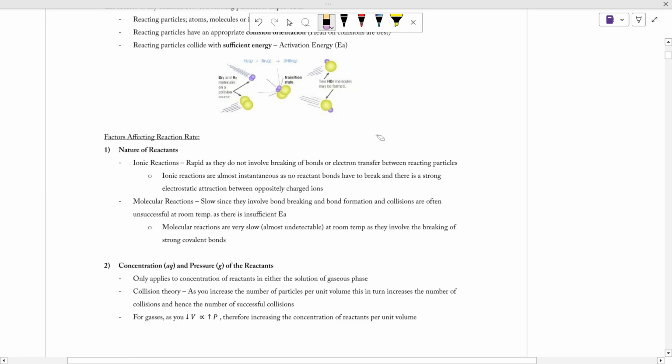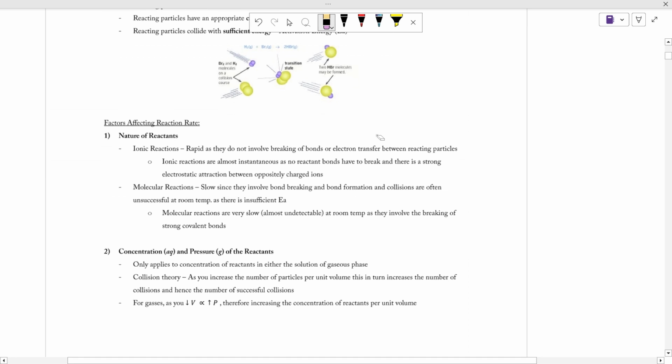So going through the factors affecting reaction rate, you've got 5 main factors, and they can all be summed up nicely. The first one is nature of reactants. This is inherently the nature of the actual reaction itself. For example, ionic reactions are quite rapid as they don't involve breaking of bonds or electron transfer between reacting particles. Ionic reactions are almost instantaneous as no reacting bonds have to break, and there is a strong electrostatic attraction between oppositely charged ions.